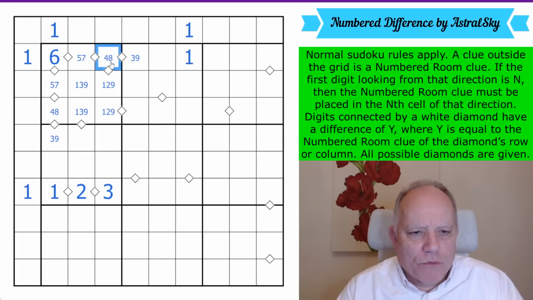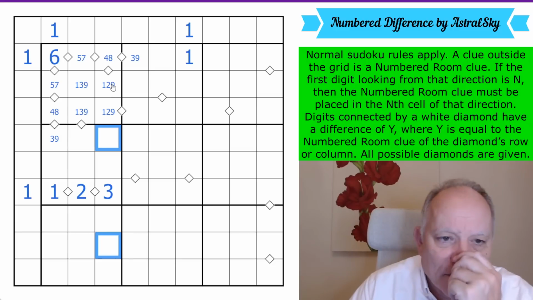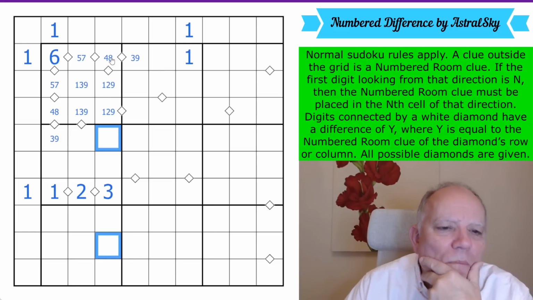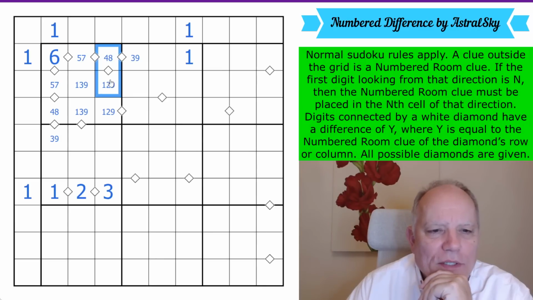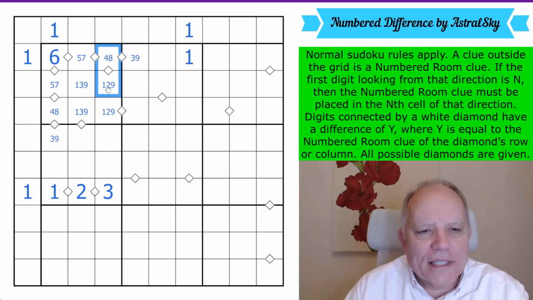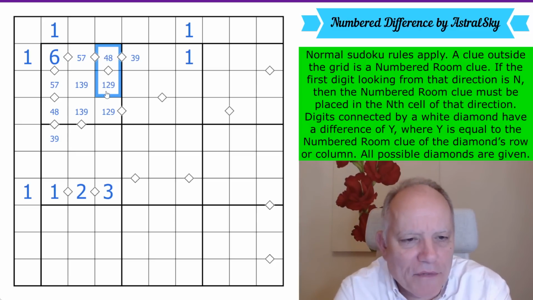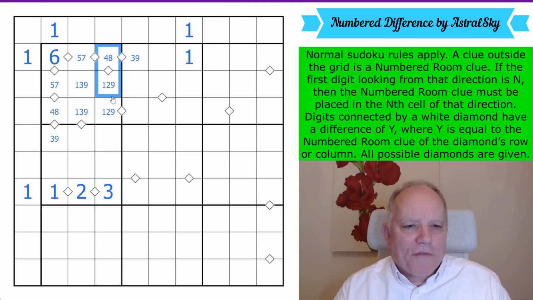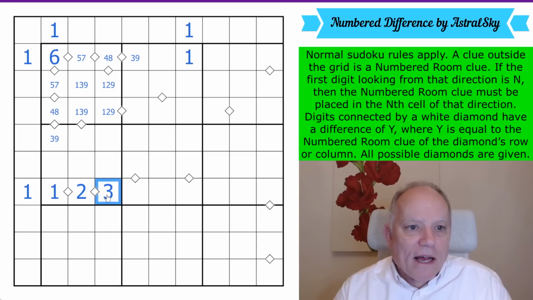The numbered rooms rule is putting this digit in either cell 4 or cell 8 from the top. But it's a difference between those two as well. The trouble is that difference can be 3, 2, 5, 7, 6, or 1. Well, I suppose we can't have 3, because 3 is not in numbered room 4 or 8. Oh, well, maybe... No, this isn't going to be any help. I don't know.